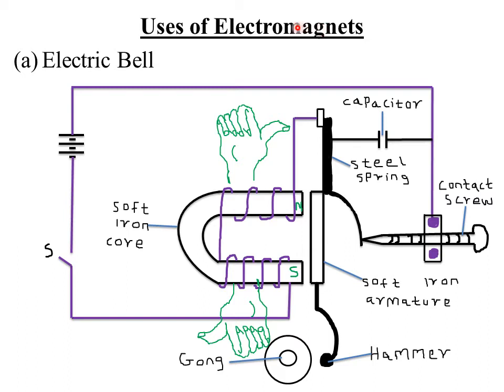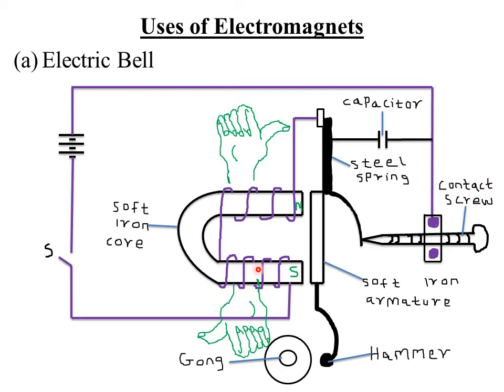So today we are looking at the uses of electromagnets, and our first application, or our first use of an electromagnet, is the electric bell. Now, an electric bell usually consists of a U-shaped electromagnet whose winding on one arm is opposite to that on the other arm. So this is our U-shaped electromagnet or the soft iron core. Then we have the winding, which is actually opposite to the winding of the other core.